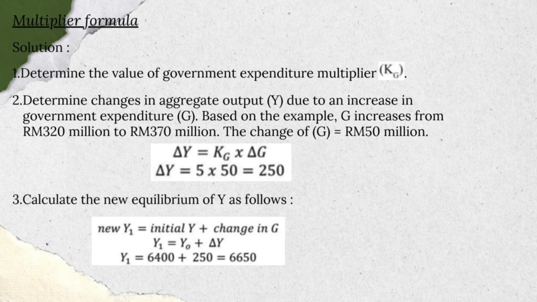Lastly, calculate the new equilibrium of aggregate output as follows. Based on the answer above, we know that an increase in government expenditure by 50 will increase aggregate output by 5 times, which is the new equilibrium of aggregate output, which has increased from 6,400 million to 6,650 million.